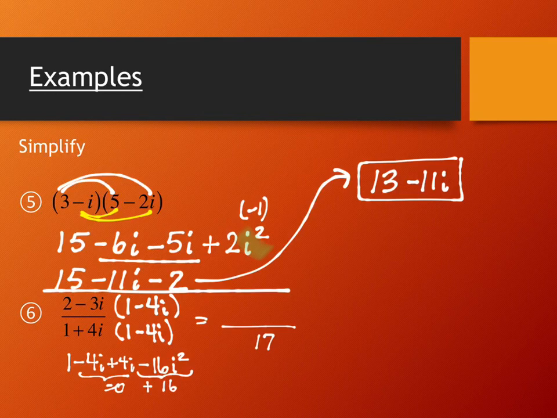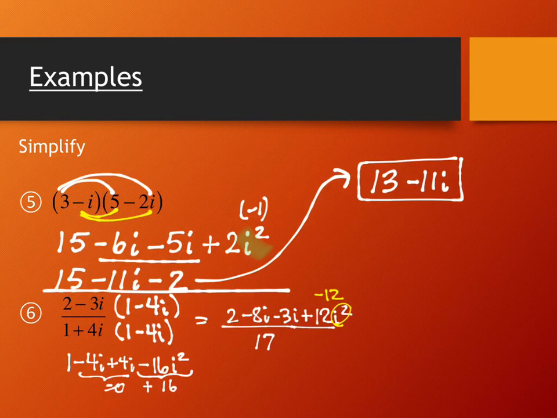So let's distribute the top out now. 2 times 1 is 2. 2 times negative 4i is negative 8i. Now we're going to do the negative 3i. Negative 3i times 1 is negative 3i. I have a negative 3i and negative 4i. Well, negative times a negative is a positive. 3 times 4 is 12. And I have i squared. So right here, I really don't have positive 12i squared. I really have, after I change this, negative 12.